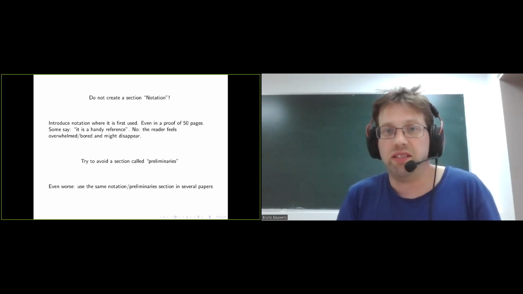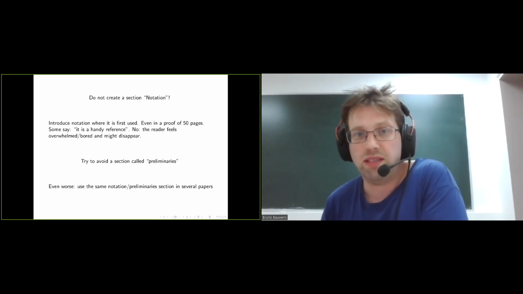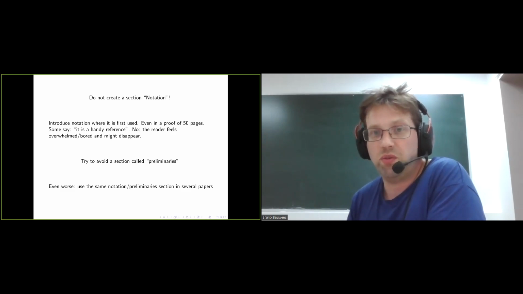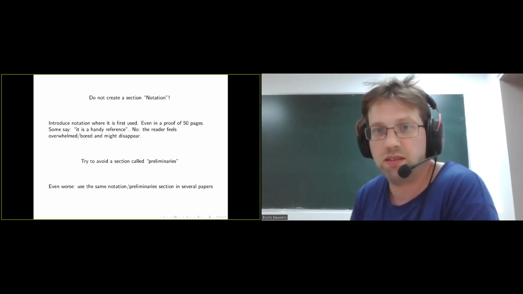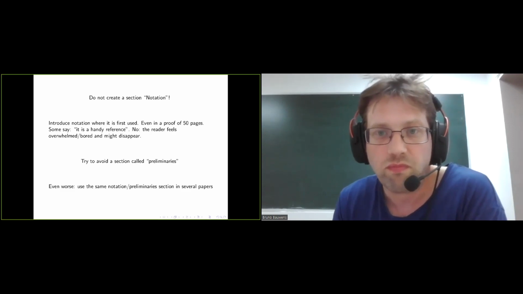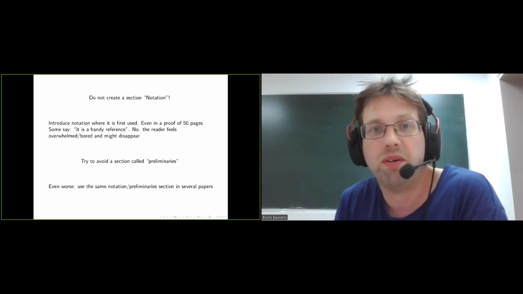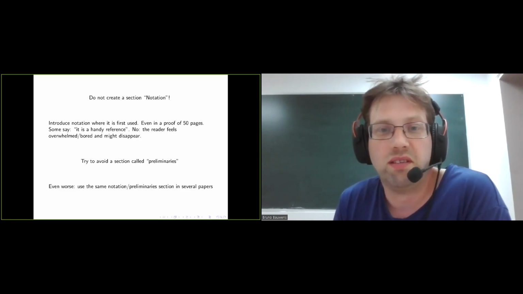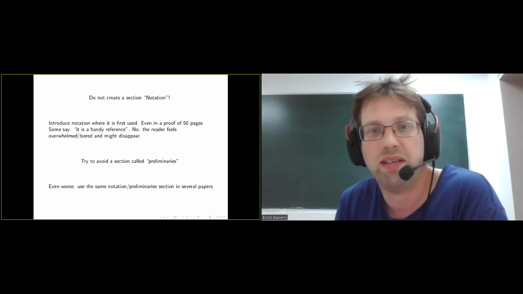But this notation will only be used near the end, some of the notation might only be used near the end. And so it's very boring to read something that you will not need for several hours, maybe days or weeks. So if I need to review a paper and it has a section on notation that's more than half a page, then I know I'm gonna have a very bad day.